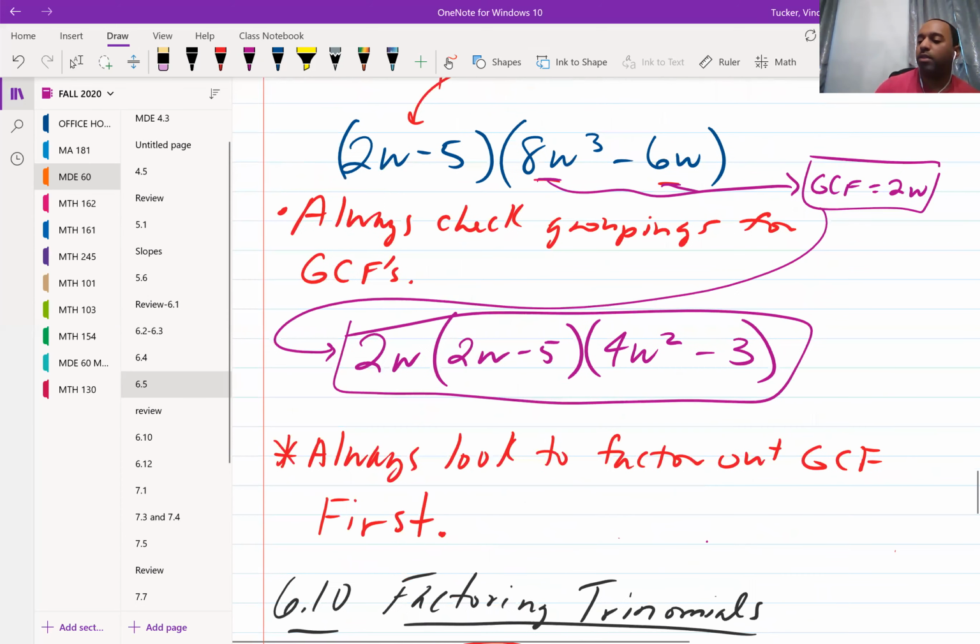Any questions? Is the final answer the one in the purple box? Yep, right here.